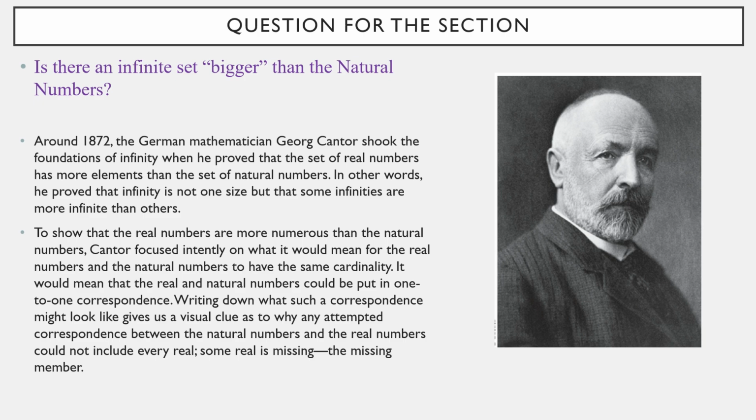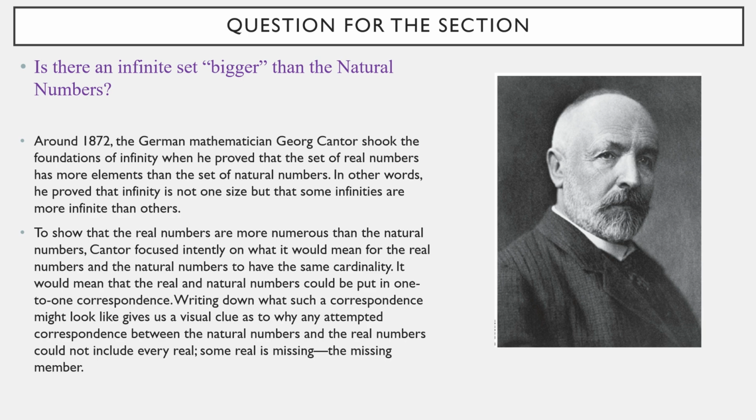To show that the real numbers are more numerous than the natural numbers, Cantor focused intently on what it would mean for the real numbers and the natural numbers to have the same cardinality. It would mean that the real numbers and natural numbers could be put into a one-to-one correspondence, like we've been talking about in the previous section. Writing down what such a correspondence might look like gives us a visual clue as to why any attempted correspondence between the natural numbers and the real numbers could not include every real number. Okay, some real number is missing.